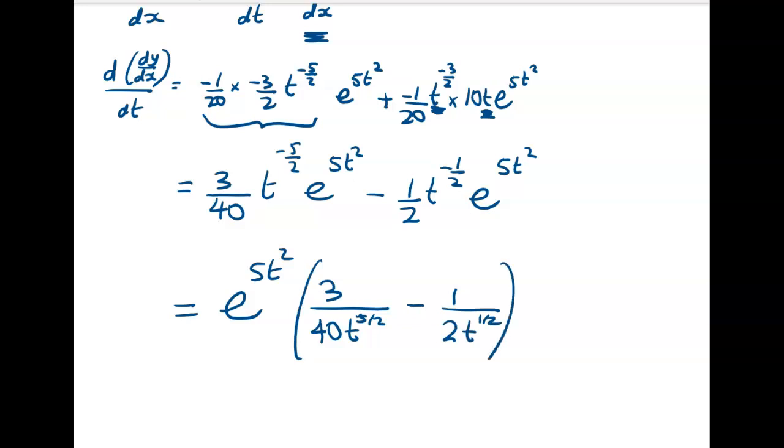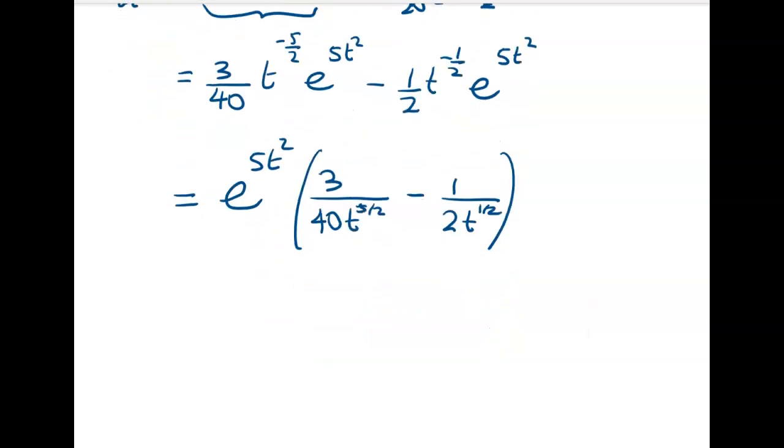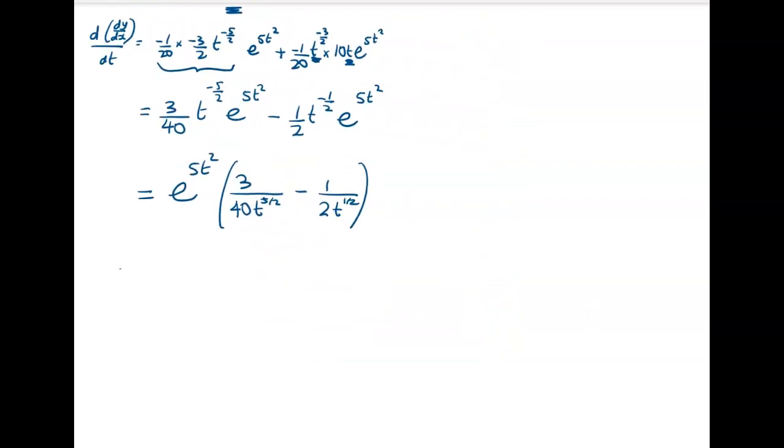So the last thing we've got to do is to multiply this by dt by dx. So d squared y by dx squared will equal this.